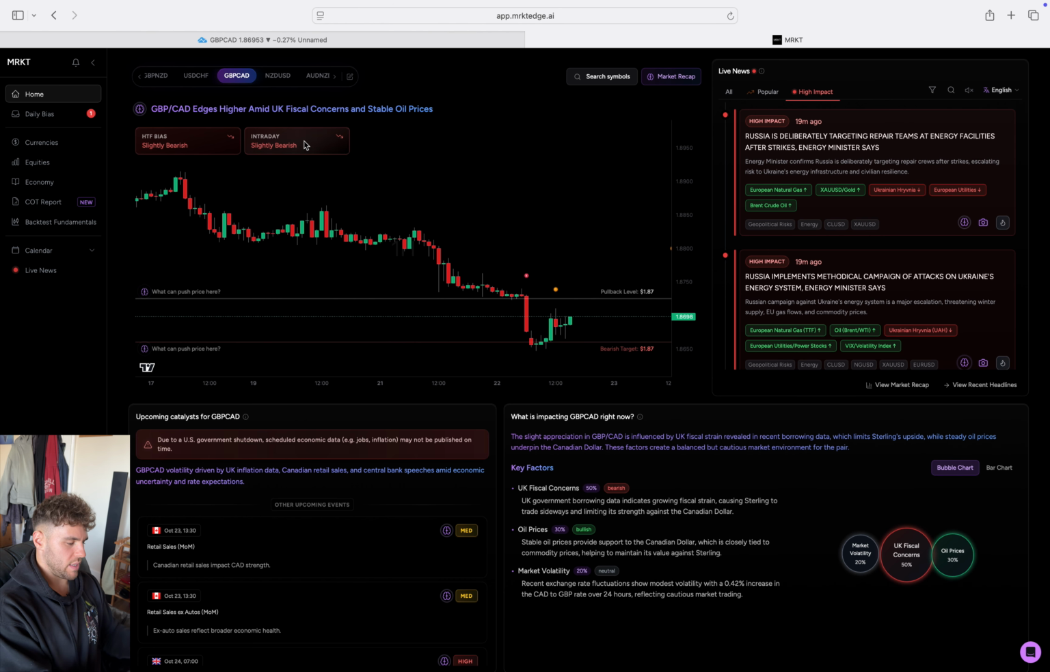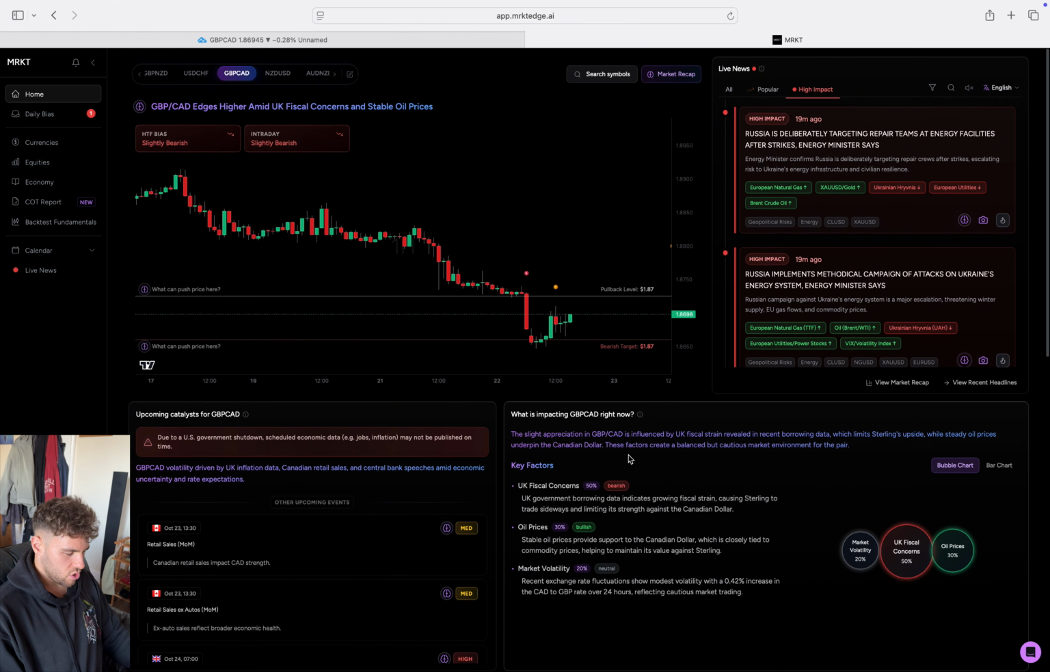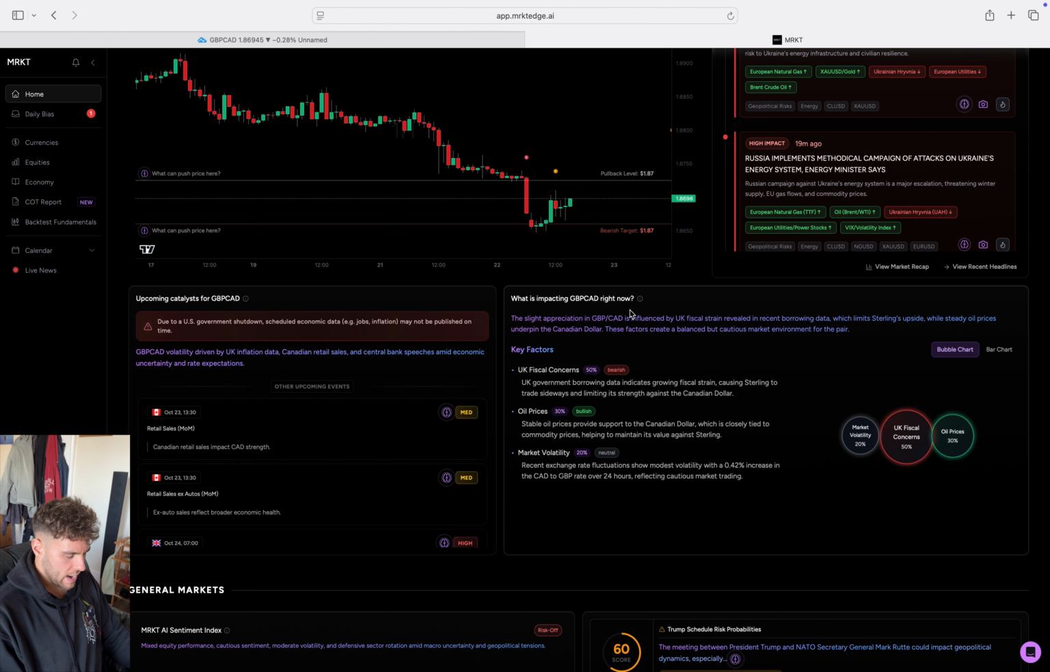Now, how does it come up with these calculations? It takes all of the fundamentals that are going on with that pair around the world and compiles it all together, and then gives you that outlook based on the news of what has come out about this currency. So if we look down here, as you can see, what is impacting GBP CAD right now. So we have UK fiscal concerns. The UK government borrowing data indicates growing fiscal strain, causing sterling to trade sideways and limiting its strength against the Canadian dollar.